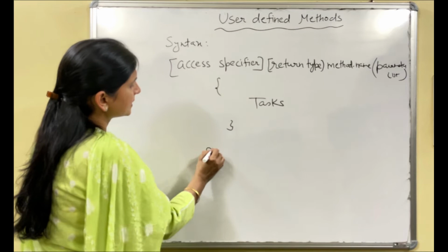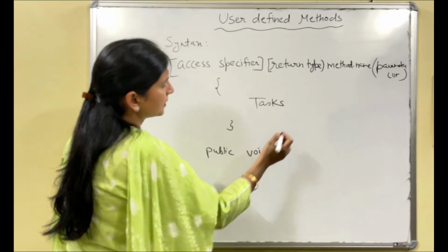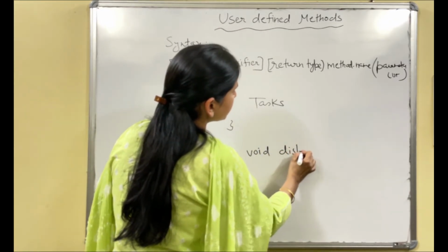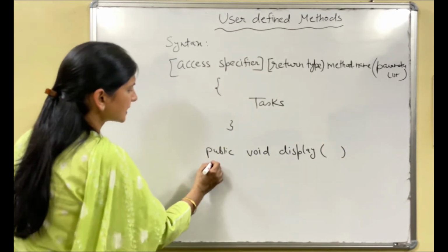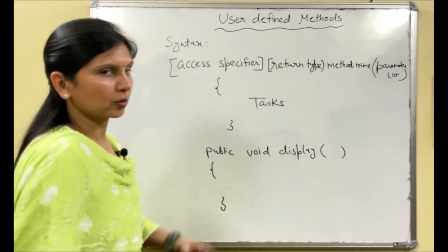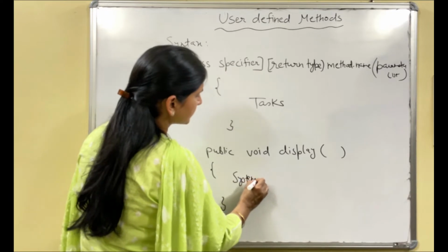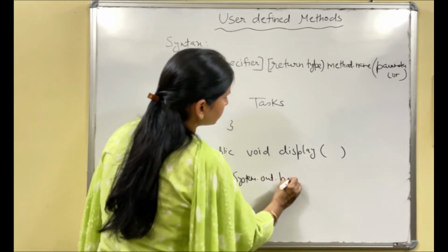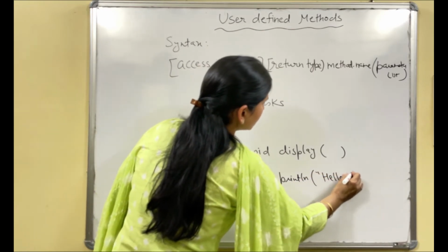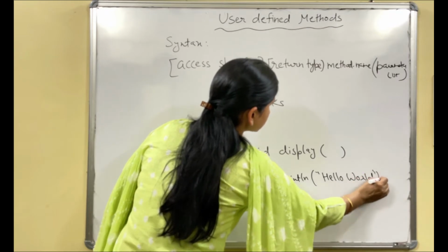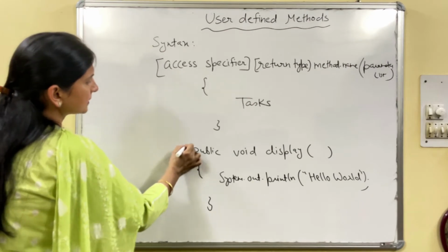Suppose access specifier is public, return type void, method name display, parameter list is not mandatory. If it is needed, you will pass that, and here the body of the method. And in the body I am writing System.out.println("Hello world"). Right, this is the message. Function: public void display. Now the first line is this one.